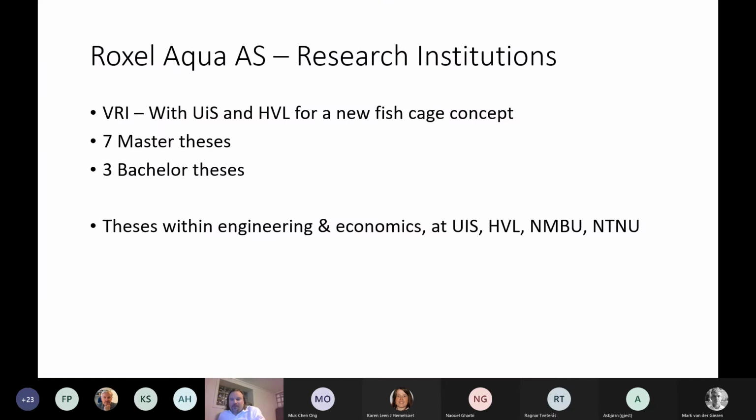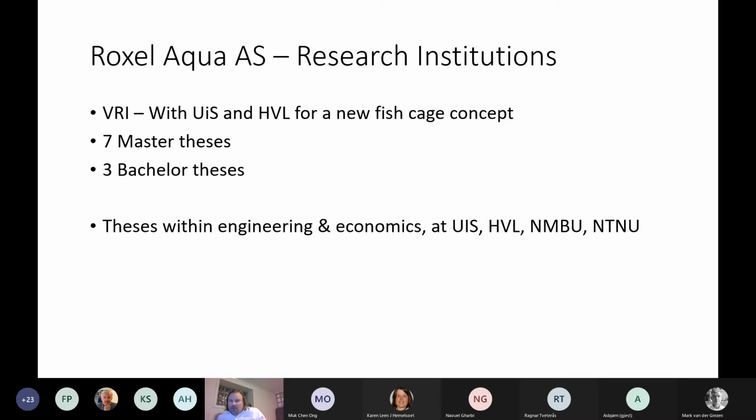Next one, please. So we have not so far done large projects with the research institutions. It's more smaller projects. We have one project with the University of Stavanger and the University of Bergen, HVL, for a new fish concept where the University of Stavanger is looking at the hydrodynamics, and we will look into model tank testing in Bergen.